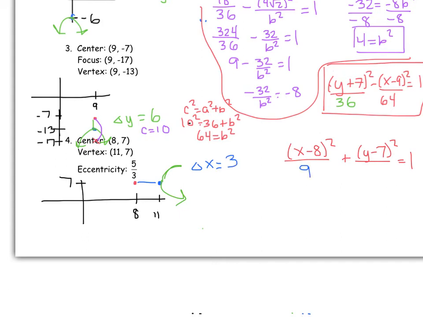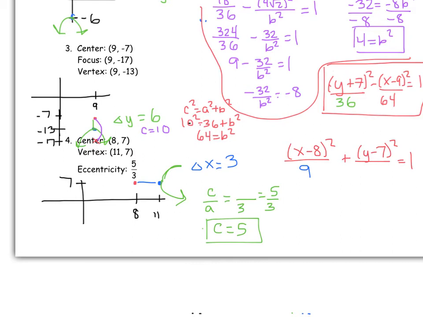This time, the extra information was the eccentricity is 5 over 3. Remember that eccentricity is c over a. I already know that delta x being 3 is a because it has to come first. Since it opens right and left, whatever's underneath the first part is a. So if a is 3 and the eccentricity is supposed to be 5 over 3, c must equal 5.